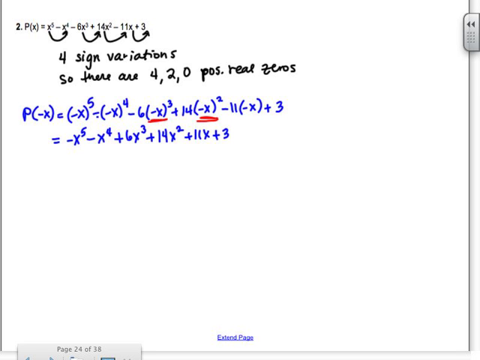Basically, if you guys get really good at these, the only signs that change are your odd powers. The evens stay the same. So see how you went to negative, positive 6x cubed, and then positive 11x. The rest all stay the same. All right, so number of sign variations. So go through, you went from negative to negative, so that's okay. Negative to positive, so there's a sign variation. Positive to positive, positive to positive, positive to positive. So there was only one. So that means there is one negative real zero.